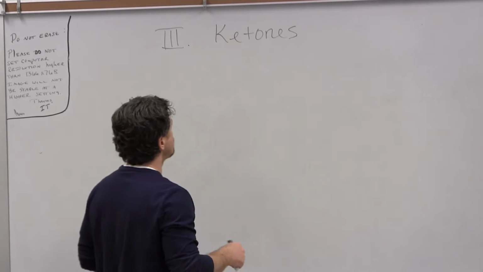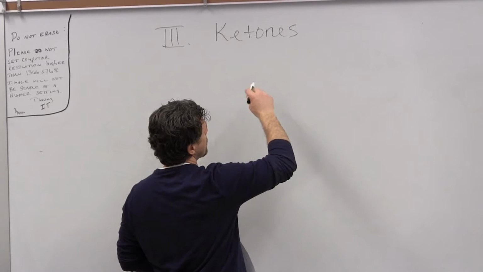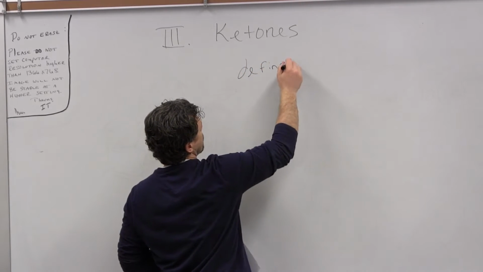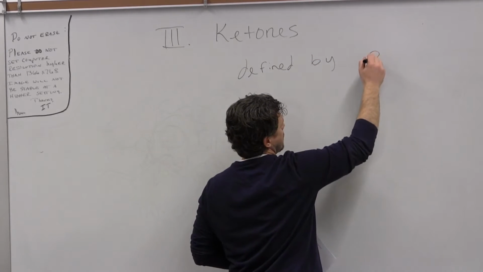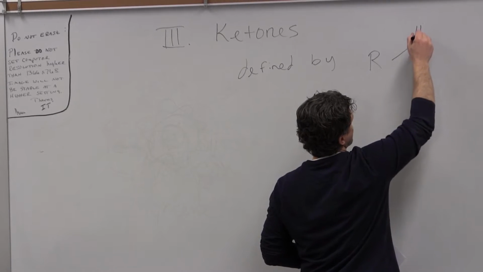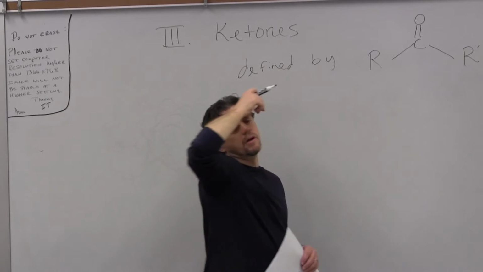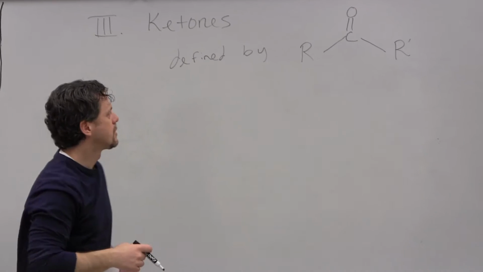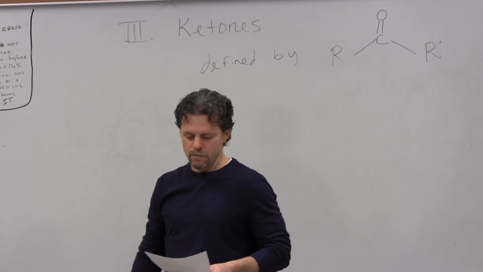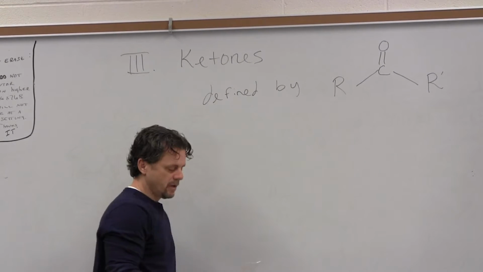The first thing to note, which you should already know, is what the defining functional group of a ketone is. It's defined by some general carbon group bound to a carbon atom, which is double bound to an oxygen, and then some other carbon-based group. This is called a carbonyl, C double bond O. And when we have this kind of situation, this is what we call a ketone.